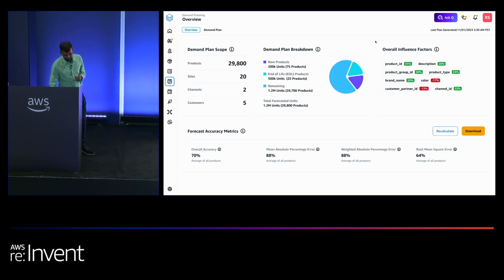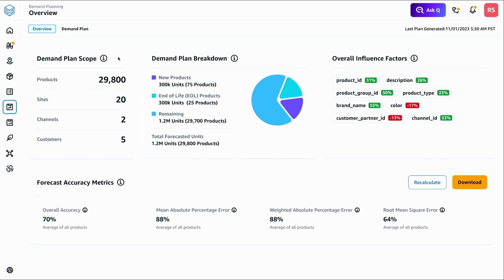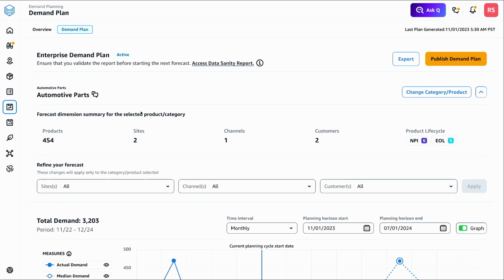Now, obviously, we need to benchmark the forecast that is being generated against what the actual results are looking like. So, with that notion in mind, the application also generates forecast accuracy metrics to self-evaluate every time the forecast is being generated. Now, if we go to the detail page, and this is where the majority of time the demand planner is going to spend, right?